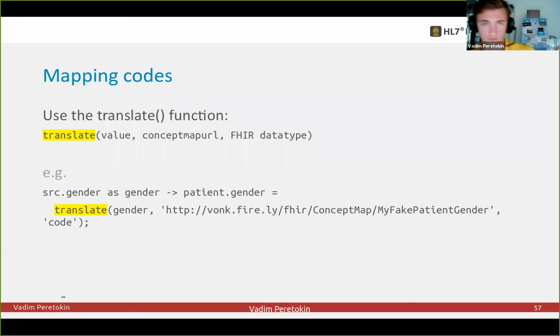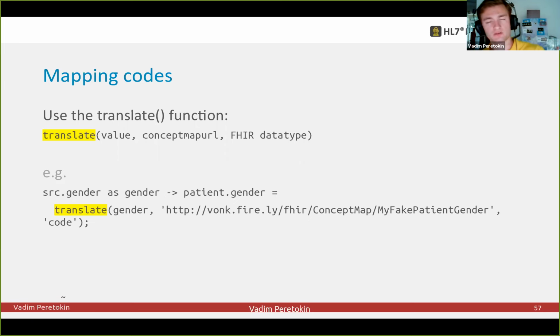And in FHIR, if you don't know concept maps, small refresher, they are a resource that specifies equality between codes. It has a list of input codes and it has a list of output codes, and it says which codes map to which code. So to this translate function, we give it the value to convert. We give it a concept map, which has all of these definitions for code conversion.